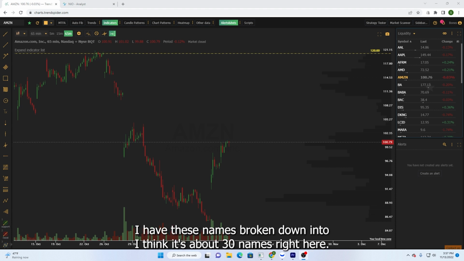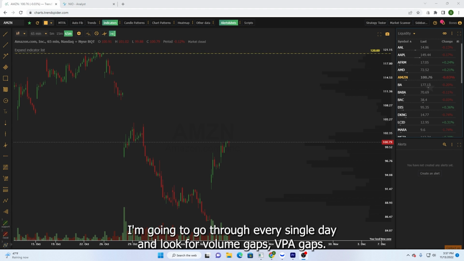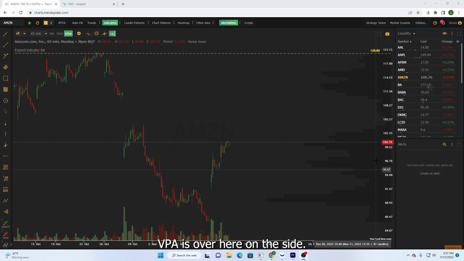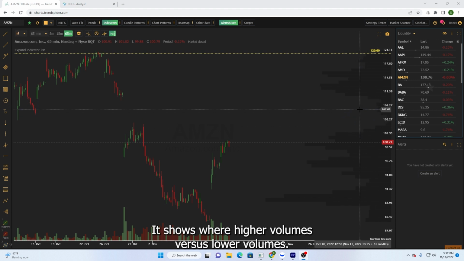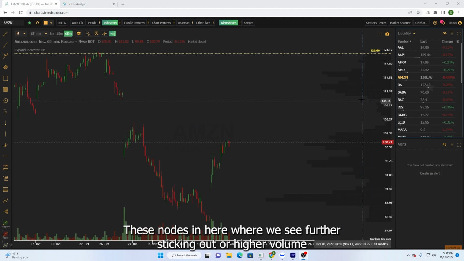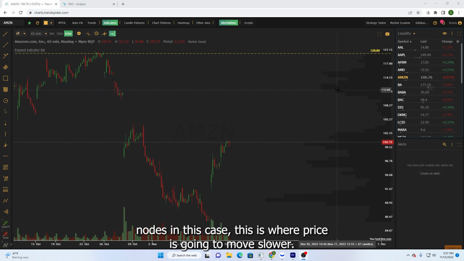Now, my first step and what I always look for once I have these names broken down into, I think it's about 30 names right here, I'm going to go through every single day and look for volume gaps, VPA gaps. VPA is over here on the side. It shows where higher volumes versus lower volumes. These nodes in here where we see bars sticking out are higher volume nodes. In this case, this is where price is going to move slower.